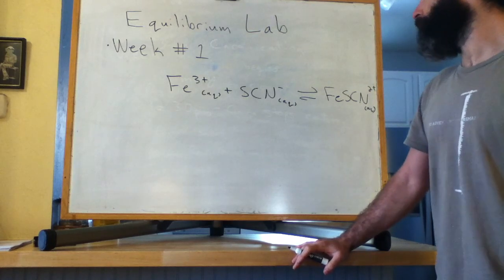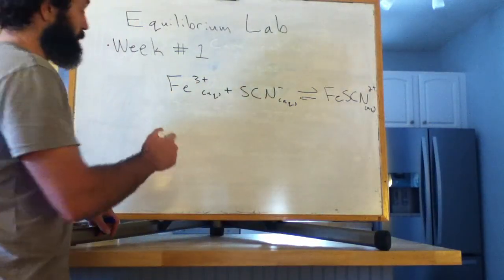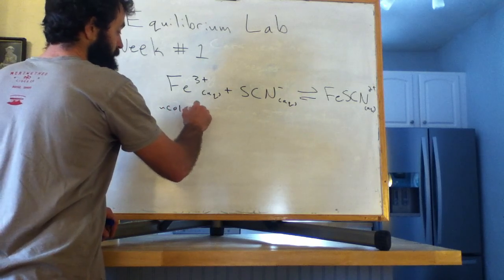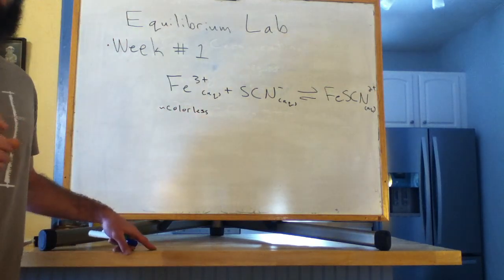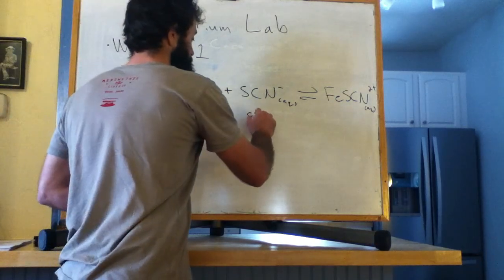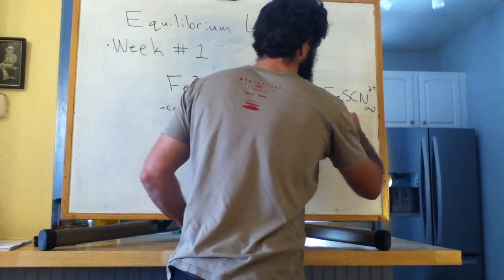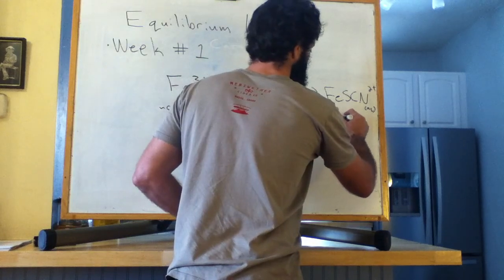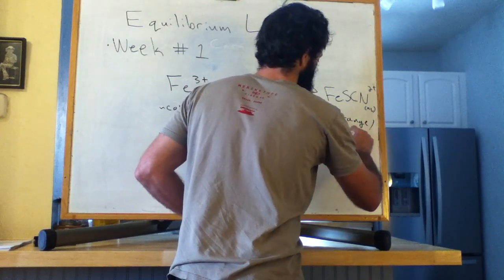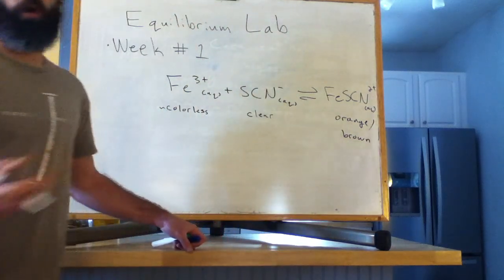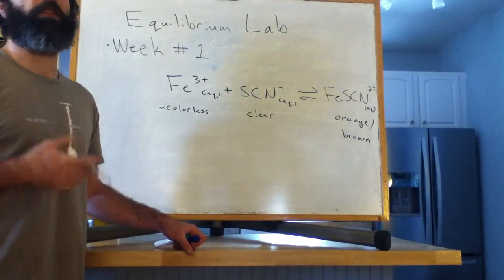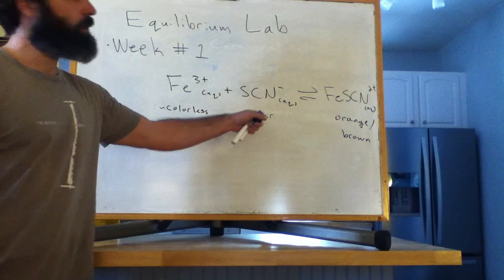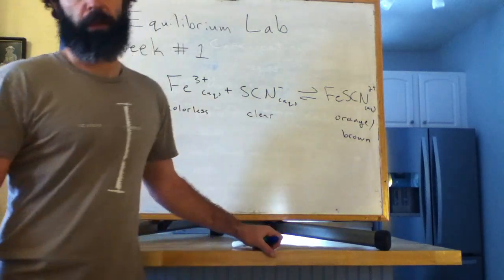Well, in week one, one thing you will notice when you look at the video is that the iron 3 solution is approximately colorless. Maybe it's a little orange color, depending on the concentration. This is certainly clear. When we mix these and make this iron thiocyanate complex, you'll notice that this is some kind of orange, maybe brownish color. So what does that tell us? That tells us that if we want to look at the absorbance of visible light, the reactants absorb not much. This complex is the thing that's going to be absorbing visible light.